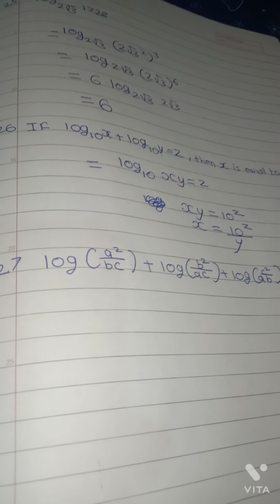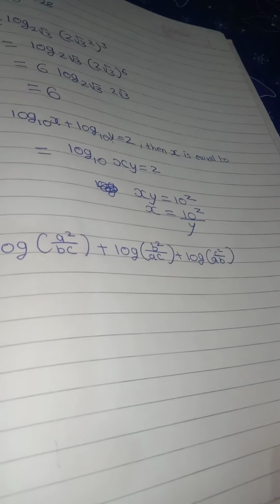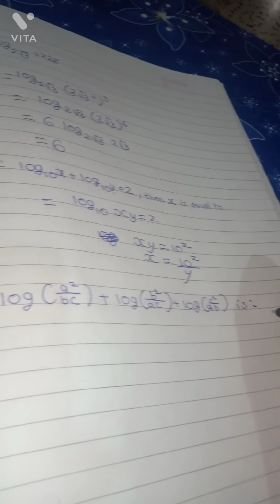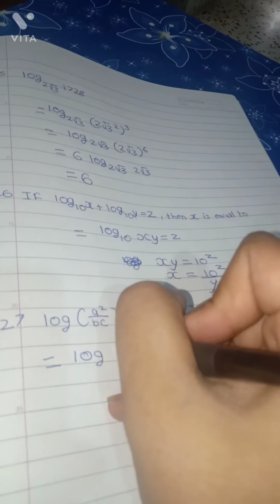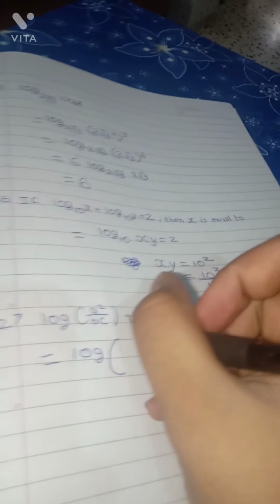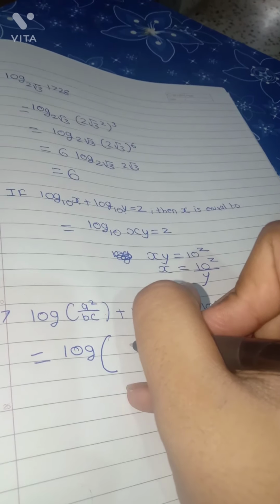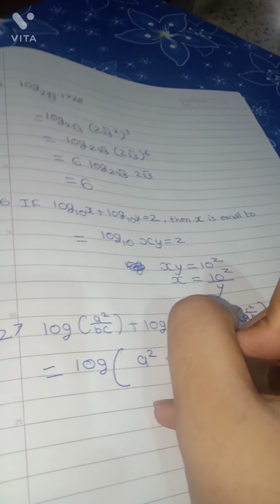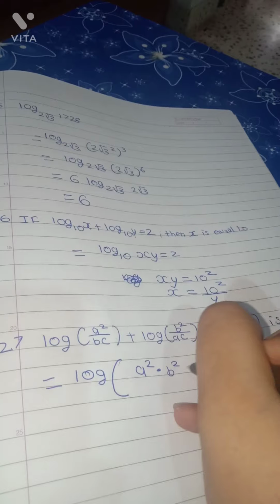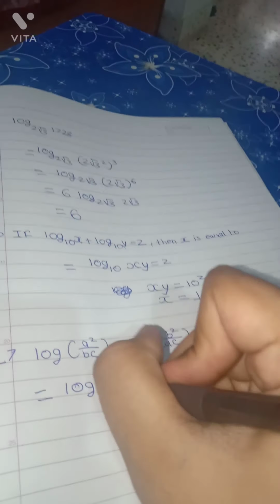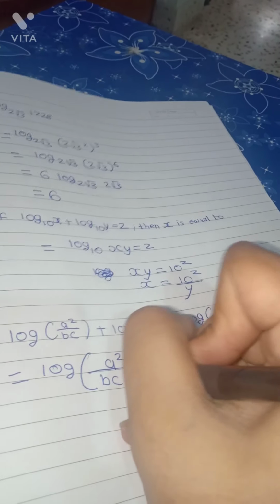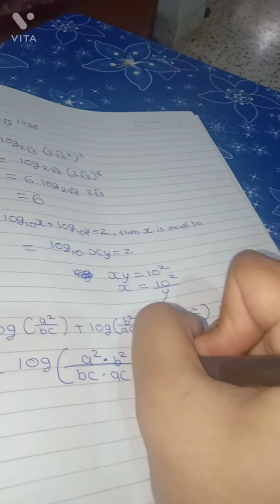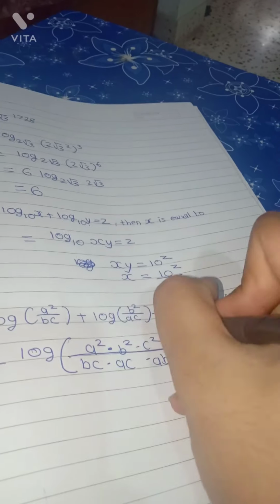In 27 we have to find the value of the given. So it will be equal to log, in bracket we will multiply all the givens. So it will be equal to a square into b square into c square divided by bc into ac into ab.